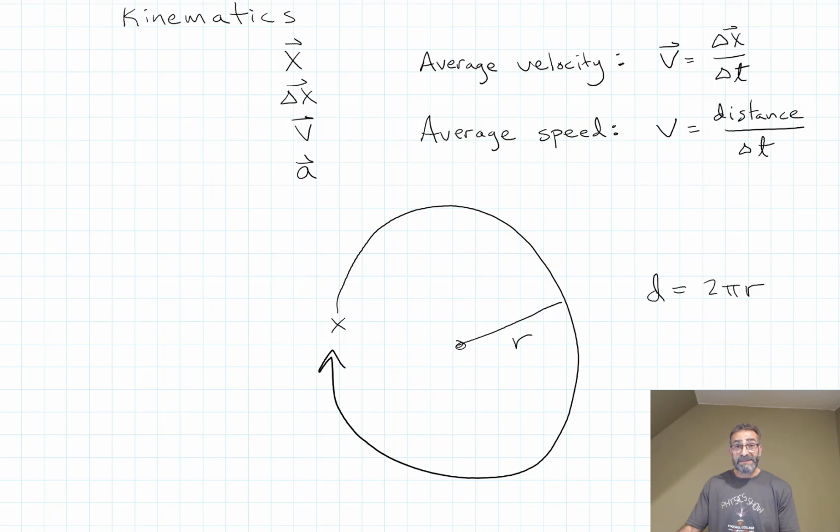What's your displacement? It's 0. Displacement is final position minus initial position. You haven't gone anywhere. You're right back where you started. Your displacement is 0. So your average speed is the distance, the 2 pi r, divided by how much time it took you. And your average velocity in this case would be 0. You didn't go anywhere.